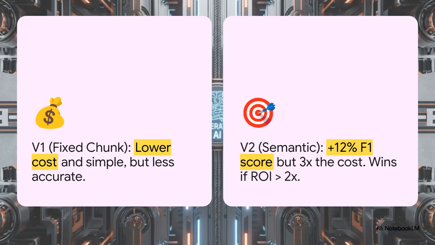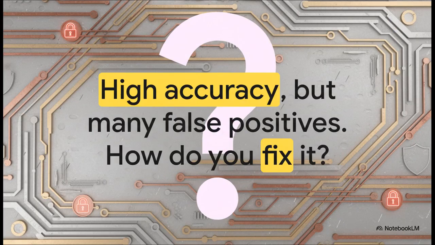And boom, here's that classic dilemma. The fancier version, V2, is definitely more accurate, no question. But look at that, it costs 3 times as much to run. See, the real job of an architect isn't just to chase the highest score. It's to go to the business and ask, is that 12% accuracy bump going to make us enough money to justify paying triple the price? That's the real question.